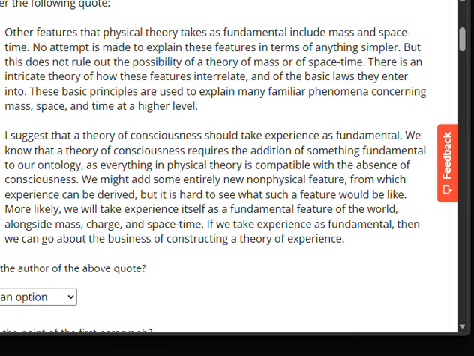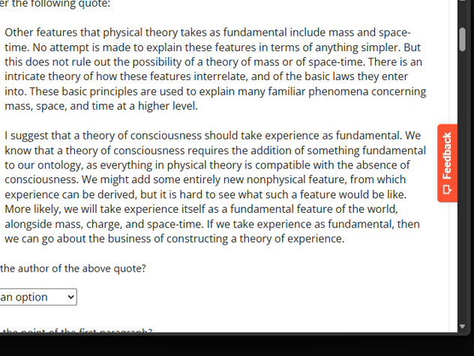But this does not rule out the possibility of a theory of mass or space-time. There is an intricate theory of how these features interrelate and of the basic laws that enter into them. The basic principles are used to explain many phenomena. I suggest a theory of consciousness, indeed, should take experience as fundamental, something fundamental to our ontology.